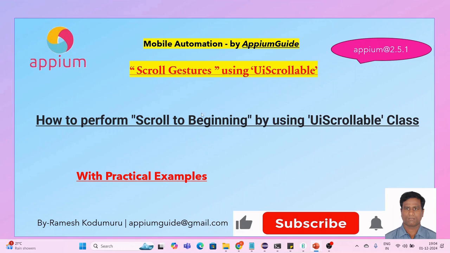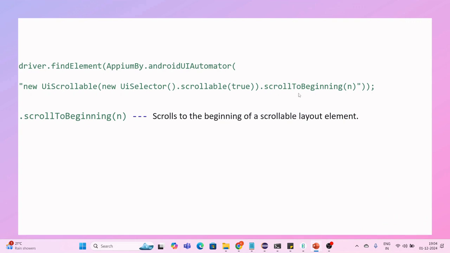Hi guys, welcome back to my YouTube channel Appium Guide. As a part of our scroll gestures using UiScrollable series, in this video we'll see how to perform scrolling to beginning by using UiScrollable class. If you see this code, I am using the scroll to beginning method to scroll to the beginning of the scrollable layout element, and n is the number of scrolls here.